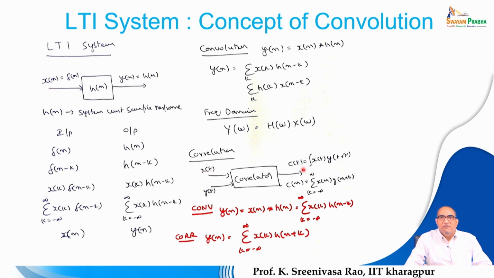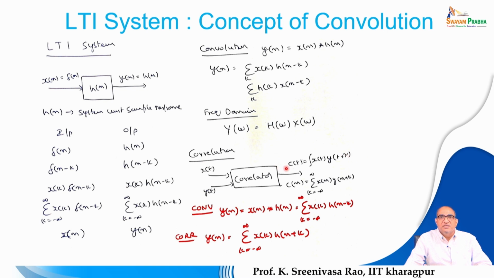So, C of t can be evaluated as the integral of x of t multiplied by y of t plus tau, d tau, in continuous time. Suppose these two are continuous time signals, then the correlation between them is evaluated using this expression, the product of x of t and y of t plus tau. Y of t plus tau is nothing but the y of t signal shifted by an amount tau.